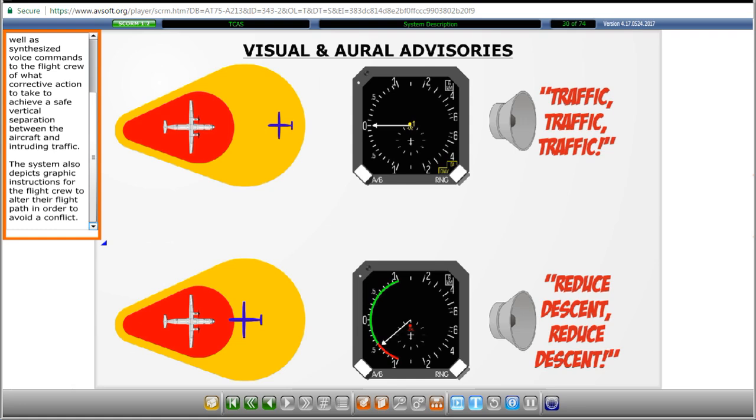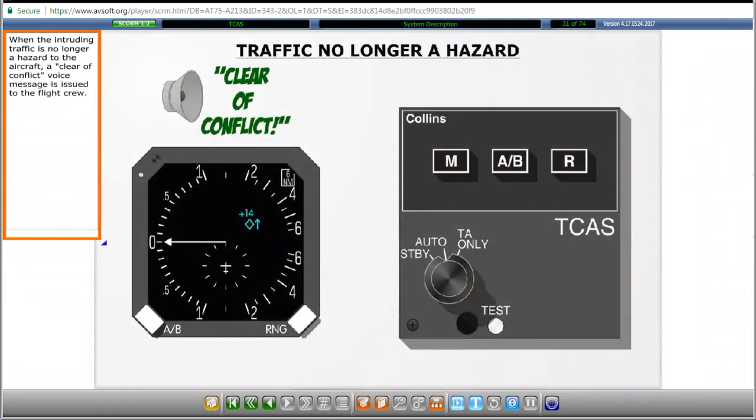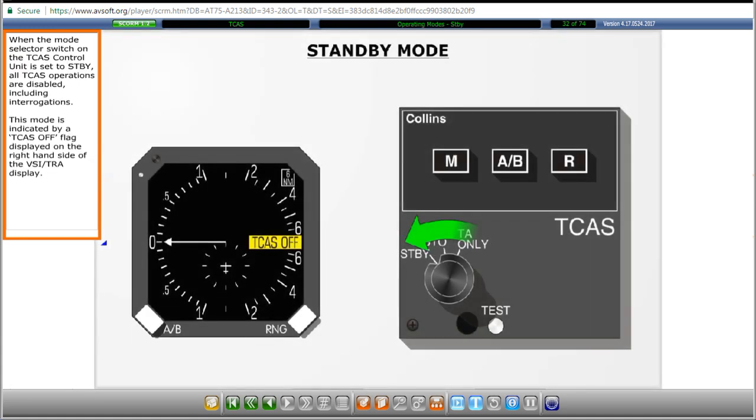The system also depicts graphic instructions for the flight crew to alter their flight path in order to avoid a conflict. When the intruding traffic is no longer a hazard to the aircraft, a clear of conflict voice message is issued to the flight crew. When the mode selector switch on the TCAS control unit is set to standby, all TCAS operations are disabled, including interrogations. This mode is indicated by a TCAS OFF flag displayed on the right-hand side of the VSI TRA display.